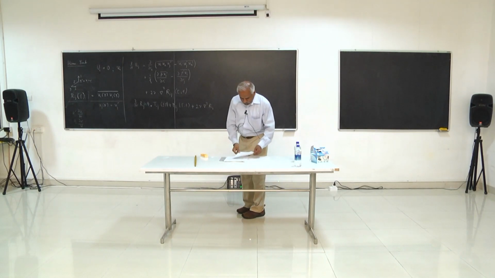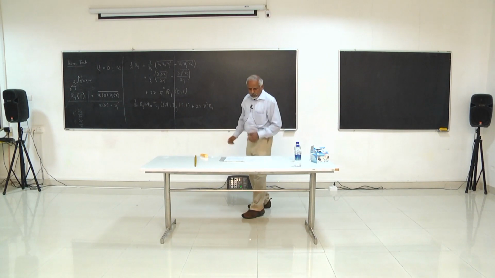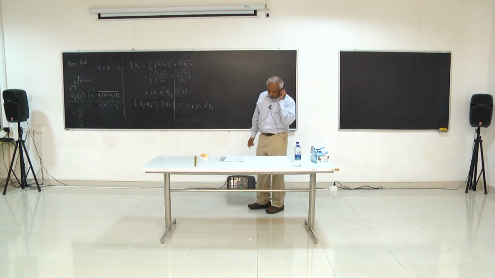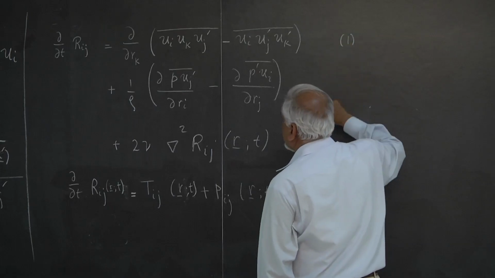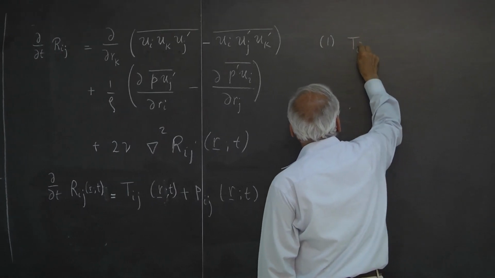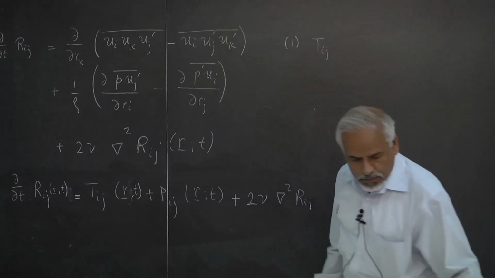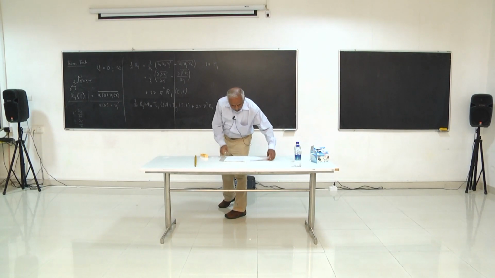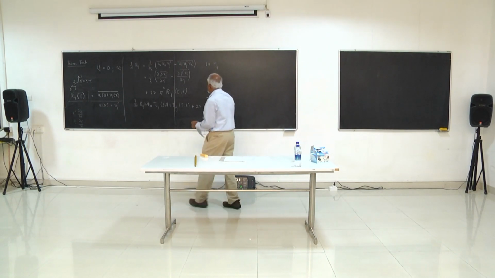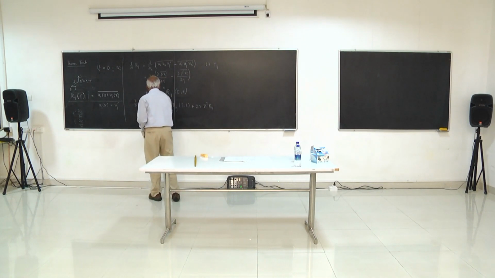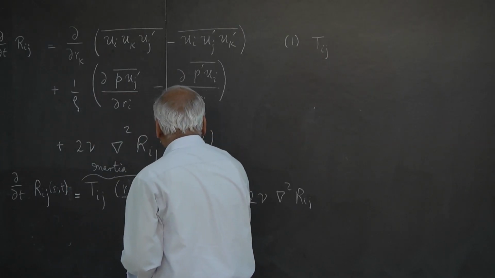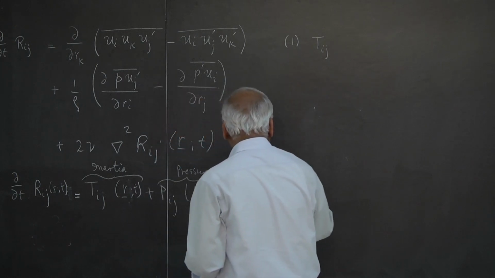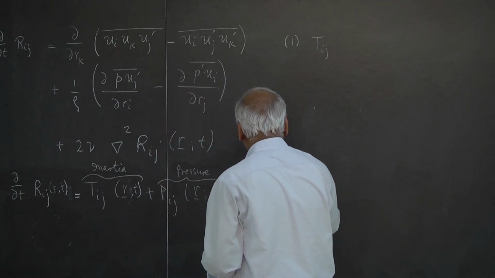So the goal now is to try to interpret all this. So the first observation is, let's take T_ij, this thing in the, this is the inertia term, so this is inertia, this is pressure, and this is viscous.